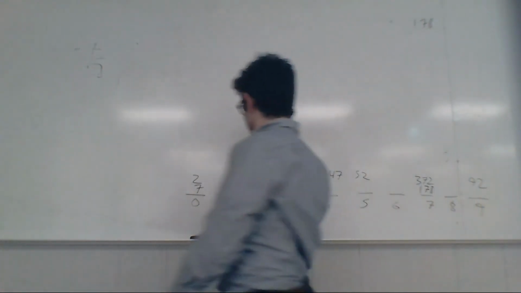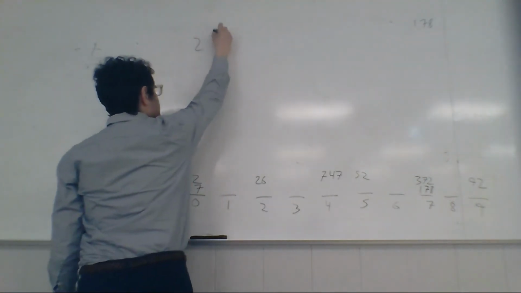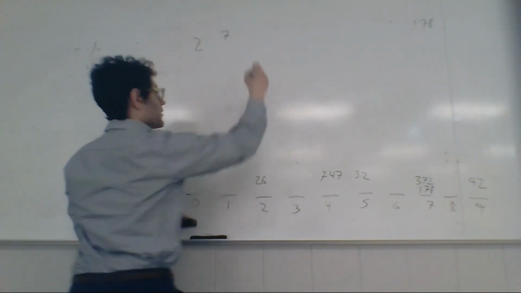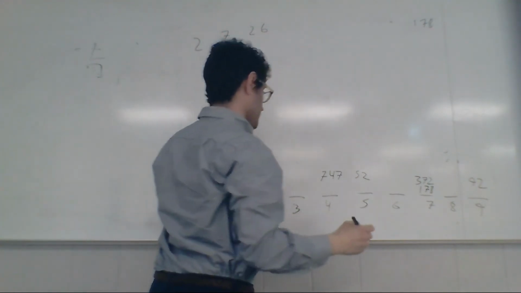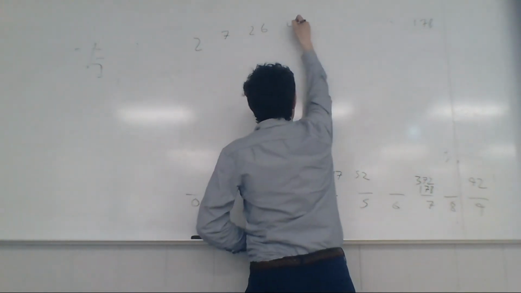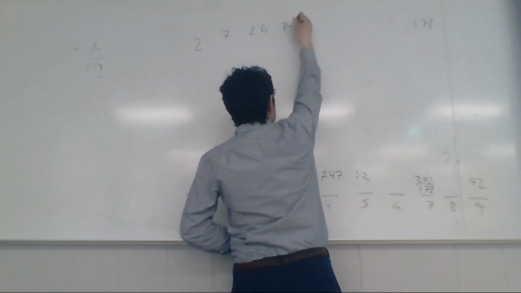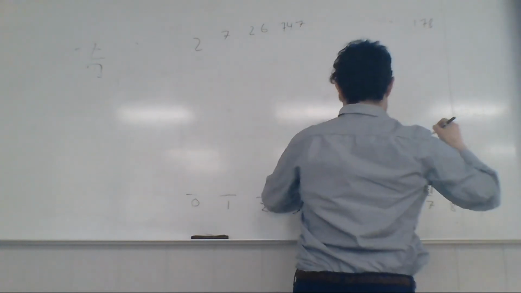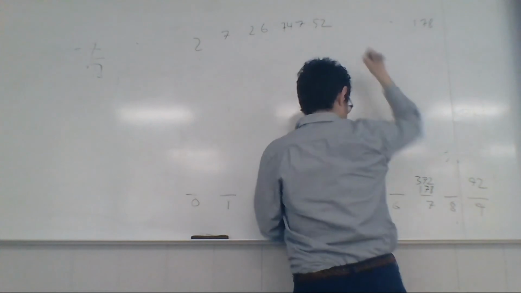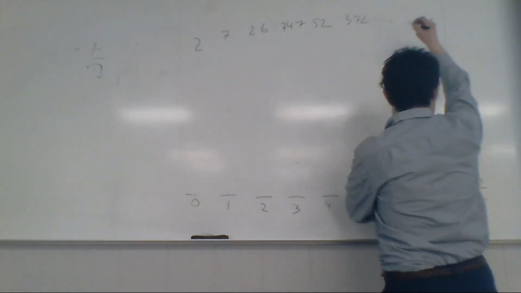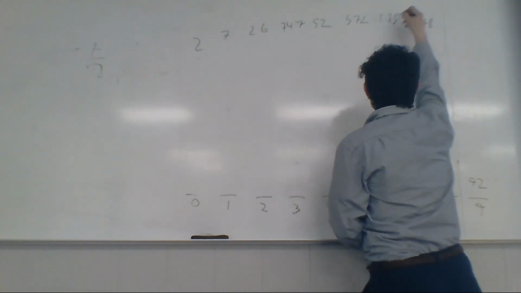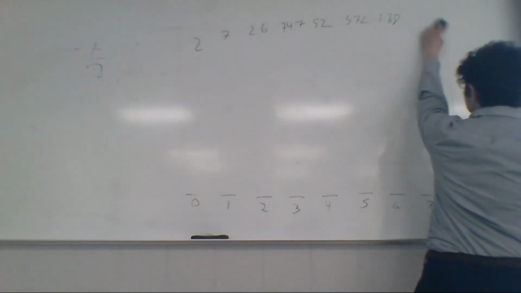And now we dequeue. 2, 7, 26, 747, 52, 372, 178, and then 92.